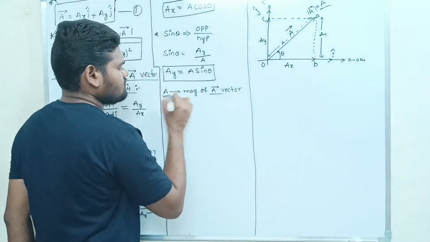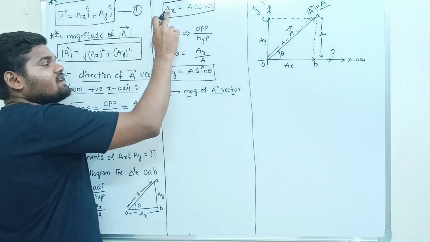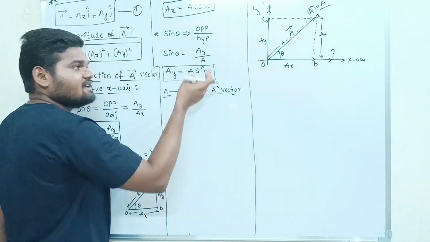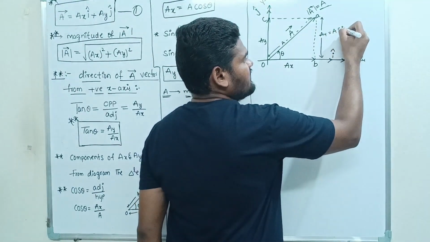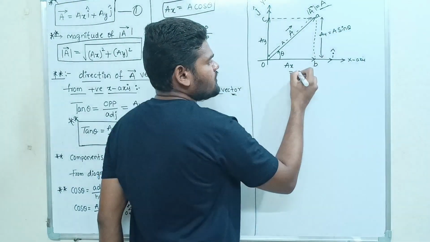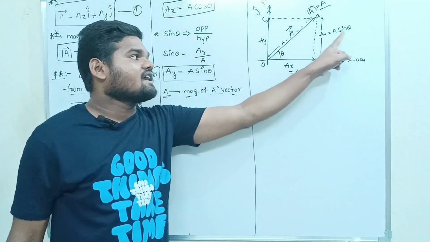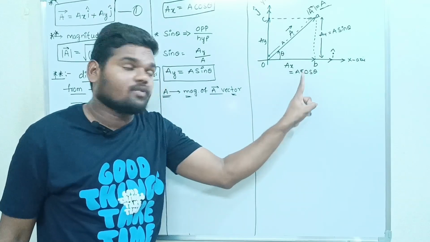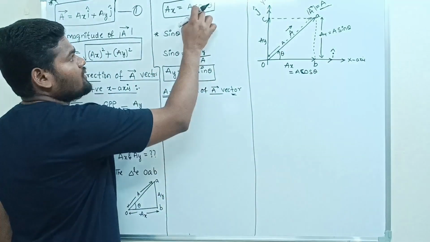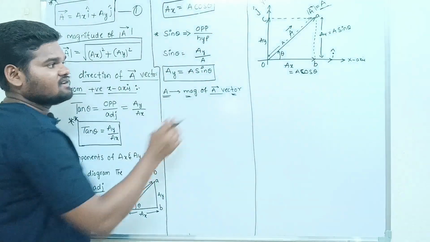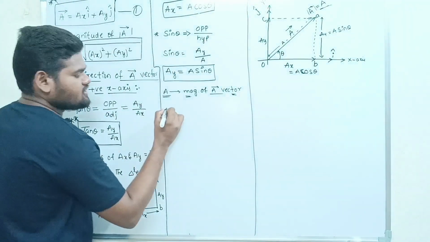Are you getting? A cos theta is the component of AX. A sin theta is the component of AY. So we got the AY component is A sin theta and the AX component is A cos theta. Is it clear? Any doubt? So these two are the components of AX and AY. AX is equal to A cos theta. AY is equal to A sin theta.